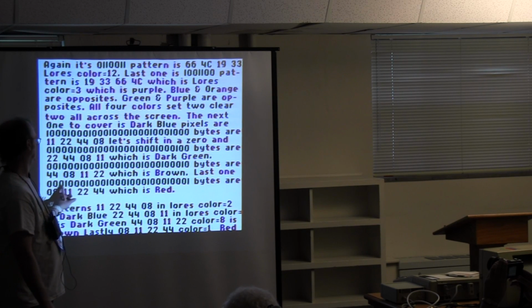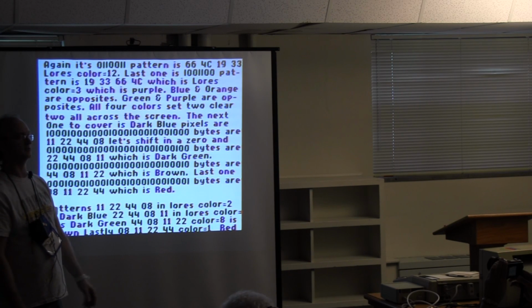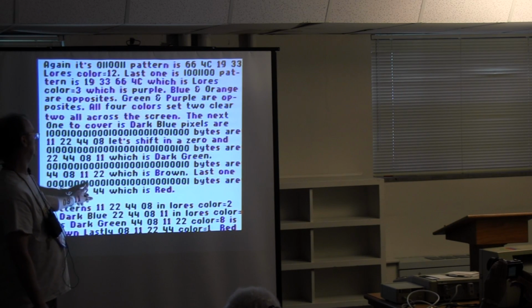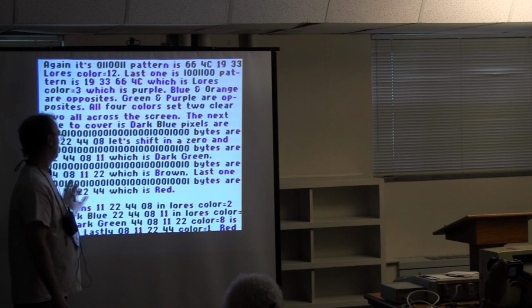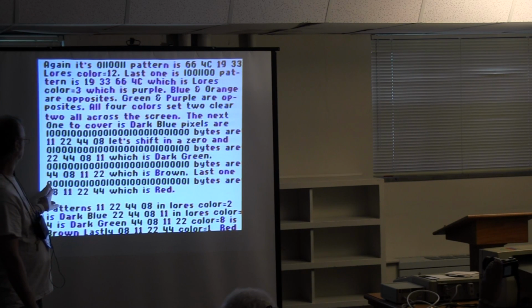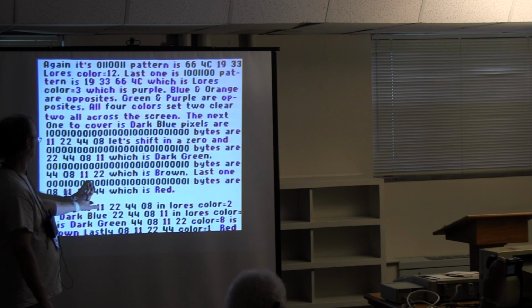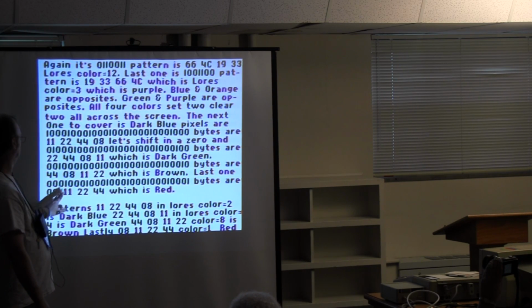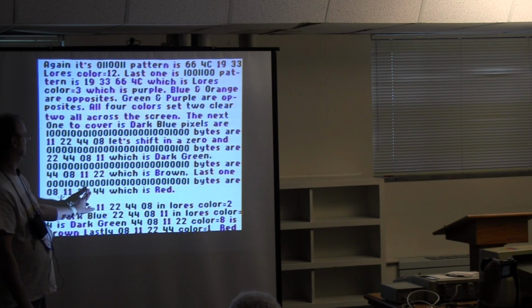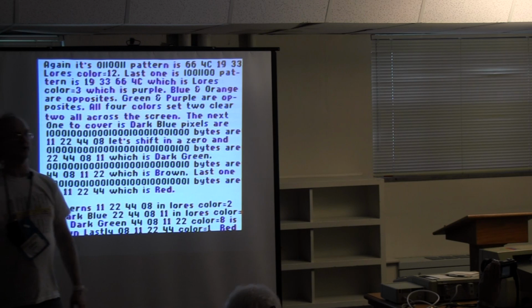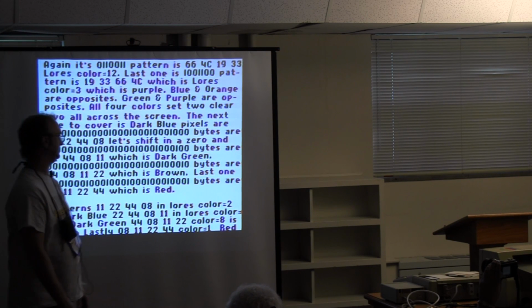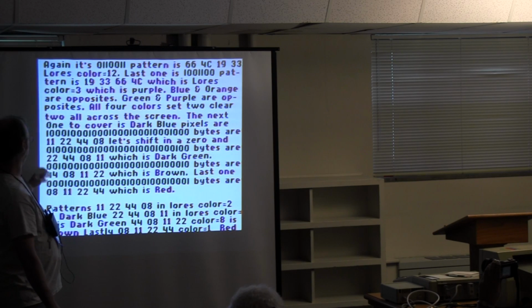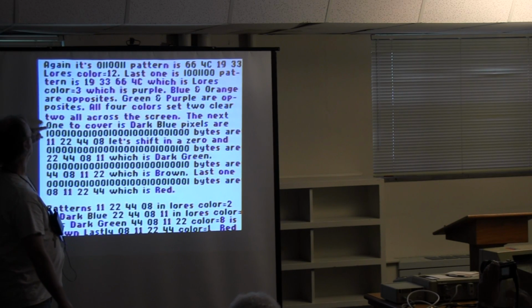And the last one that follows this pattern, we start off with 3 consecutive clear bits. It goes 0, 0, 0, 1, 0, 0, 0, 1, 0, 0, 0, 1. Since it starts off with 3 consecutive, the 8's is 0, the 4's 0, 2's 0, 1's 0. That means this one's a 0. Then this is in the 8's column, and all the rest is 0. So it's a 0, 8, 11, 22, 44. Color equals 1 in low res is red. And thus, this is the pattern for red, the brown, dark green, dark blue.